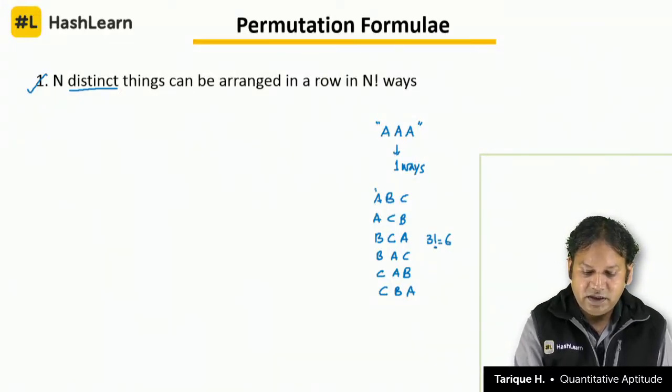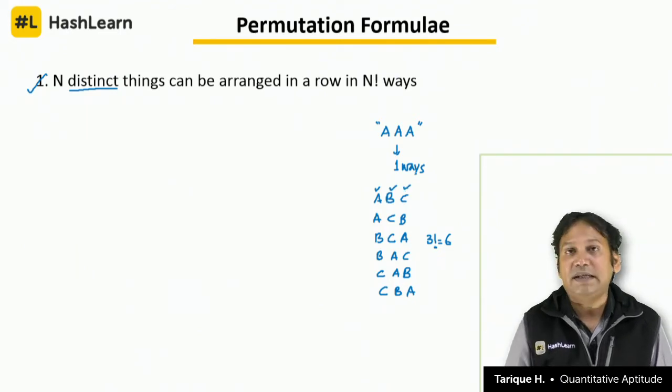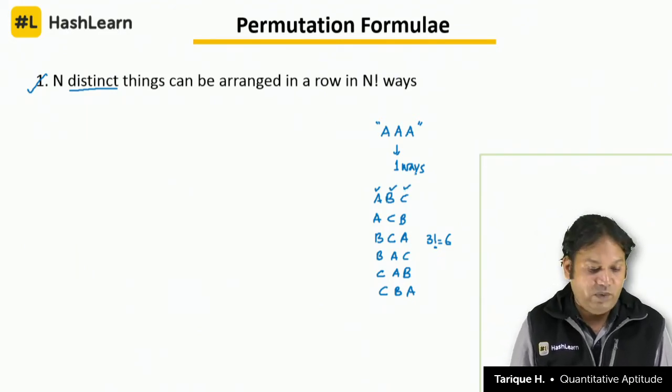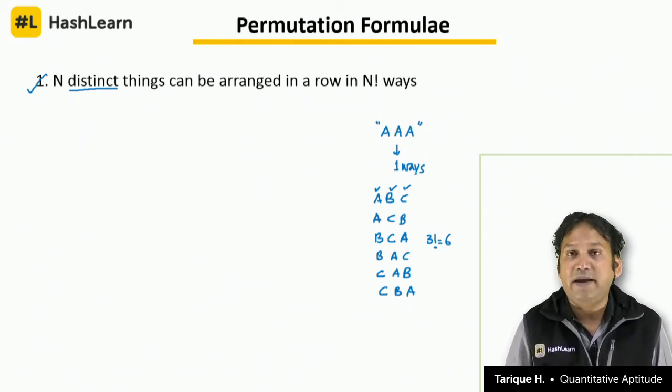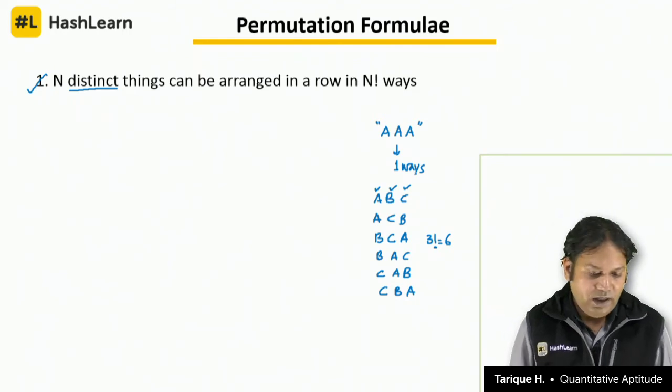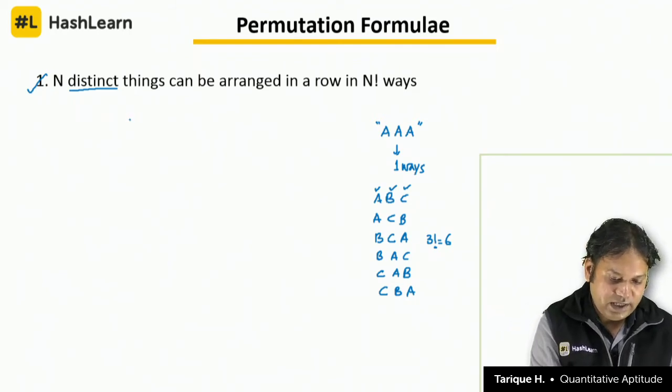And what is 6? 6 is nothing but 3 factorial. There are 3 letters here, 1, 2, 3. So, 3 letters can be arranged in 3 factorial ways, and that is what this formula is telling you, that n distinct things can be arranged in a row in n factorial ways. Let us take an example question to understand this formula.